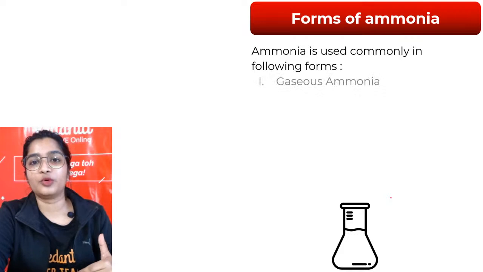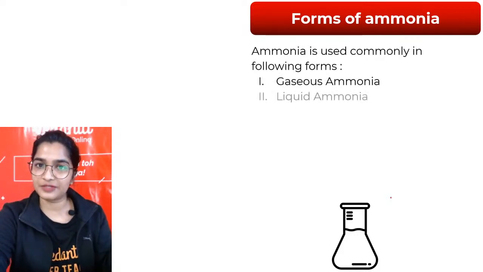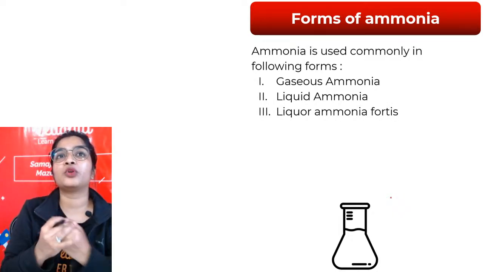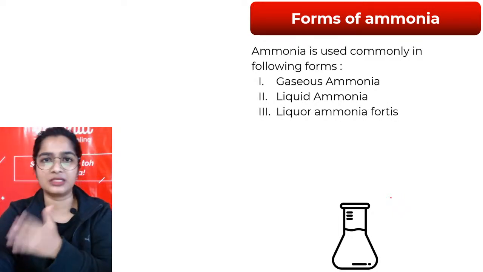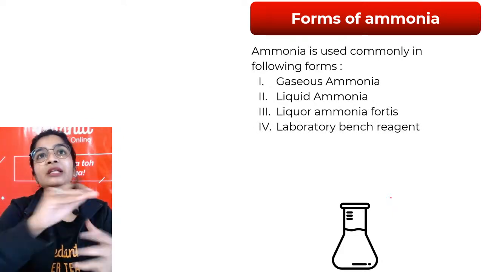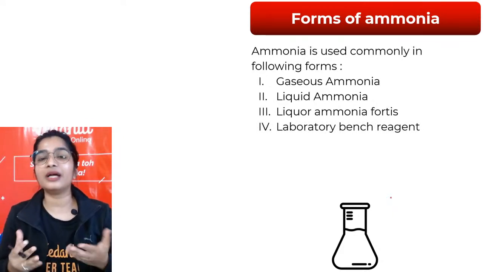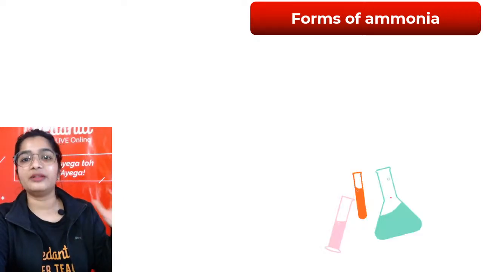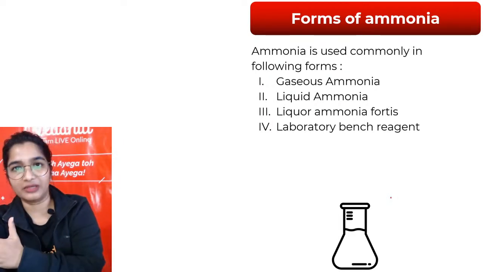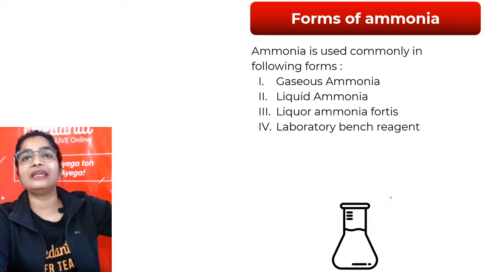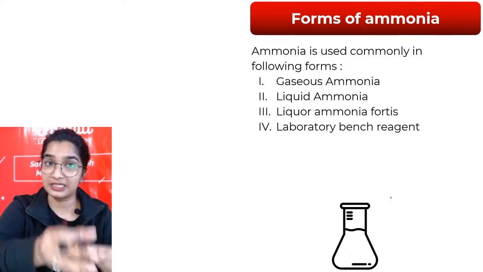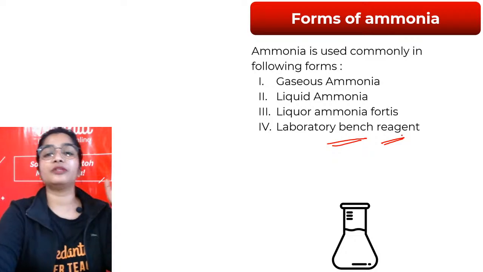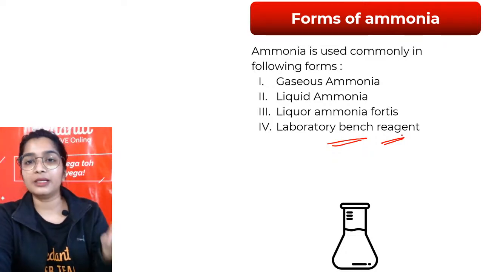So forms of ammonia, so you will find it in gaseous form, liquid ammonia and liquor ammonia. So basically liquor ammonia will have almost 33% ammonia. And in the laboratory, for the qualitative analysis and all that, we will have a stored bottle of ammonia which we use in laboratories. That is the laboratory bench reagent. So we will use it as a reagent in the qualitative analysis. There we use ammonia as a reagent. So these are the 4 forms in which you will find ammonia.